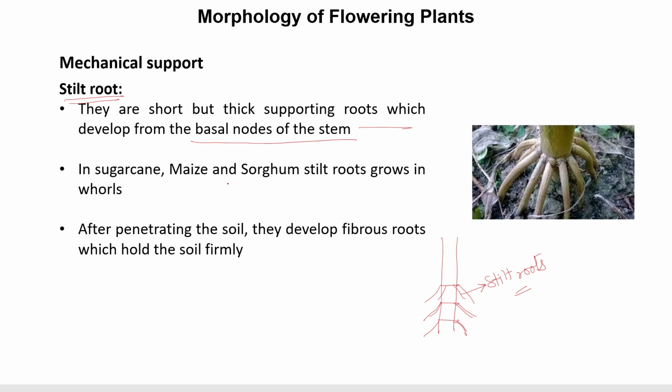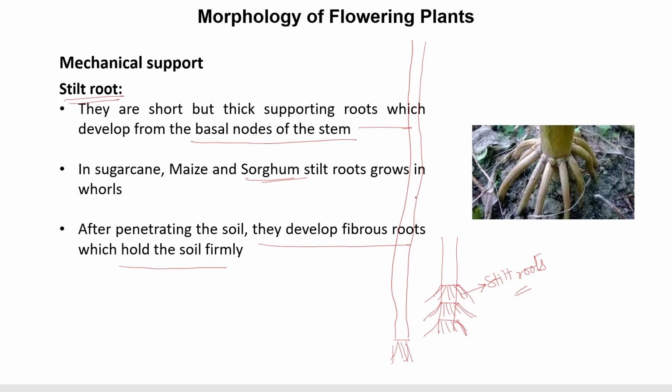In sugarcane, maize and sorghum, stilt roots grow in whorls. Here you can see at the nodal region they come out in the form of whorls like this. After penetrating the soil, they develop fibrous roots which hold the soil firmly. So why are they present? Actually, when the sugarcane becomes a long stem like this, the fibrous roots are here at the soil.